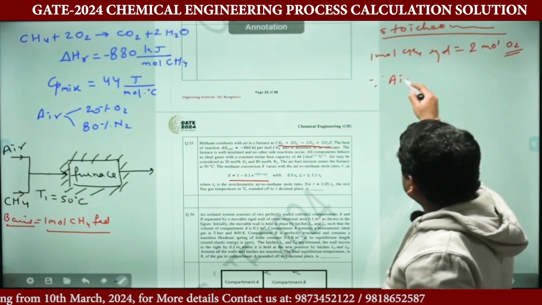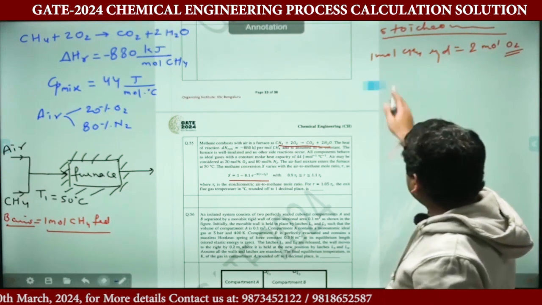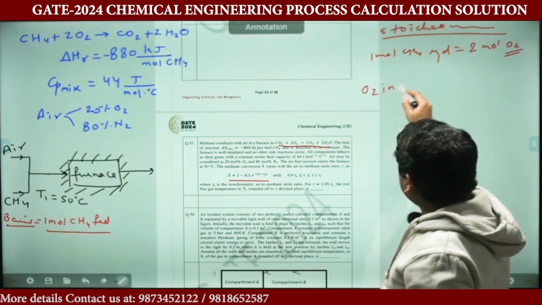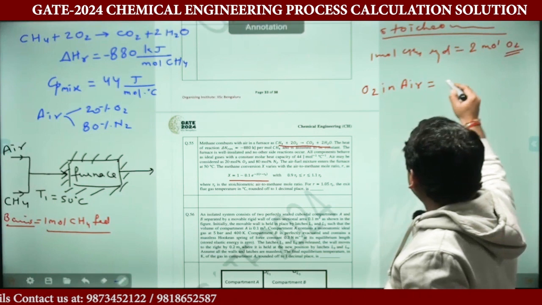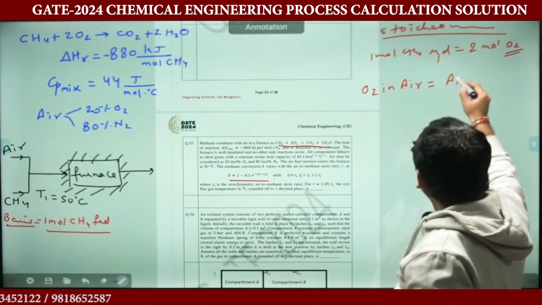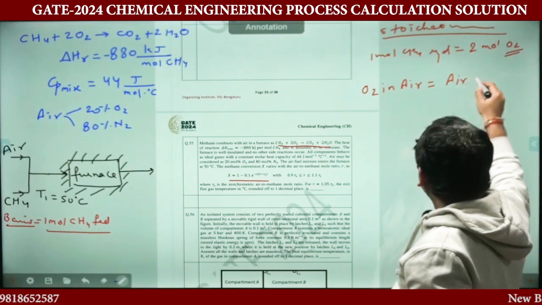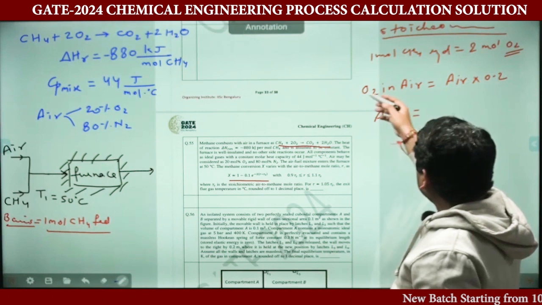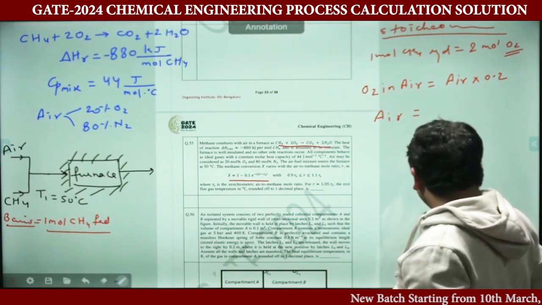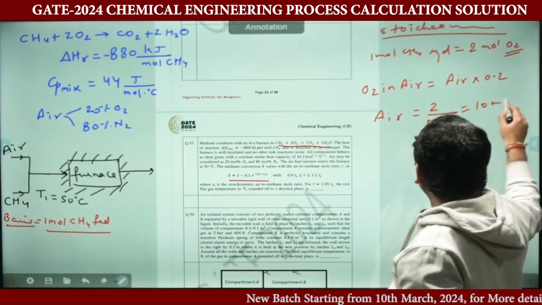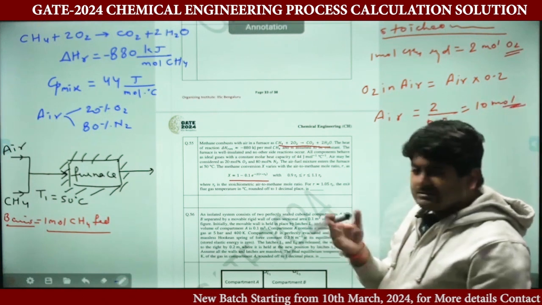Since air has, or you can think like this, O2 in air is equal to amount of air into 0.2. So amount of air will be O2, that is 2 moles divided by 0.2, that is 10 moles. I hope you do understand all this stuff.